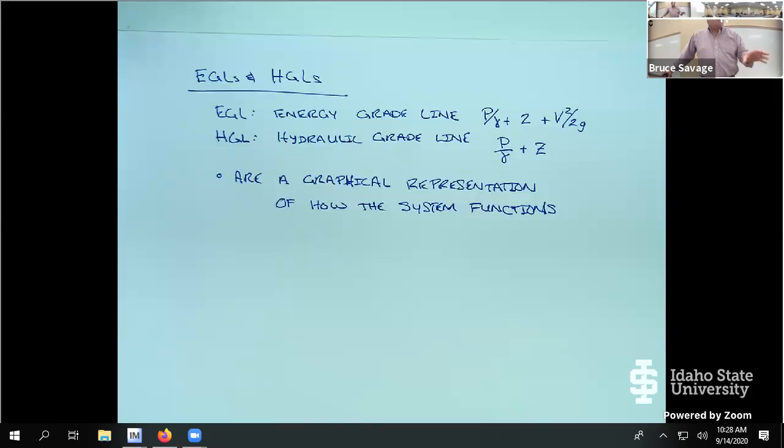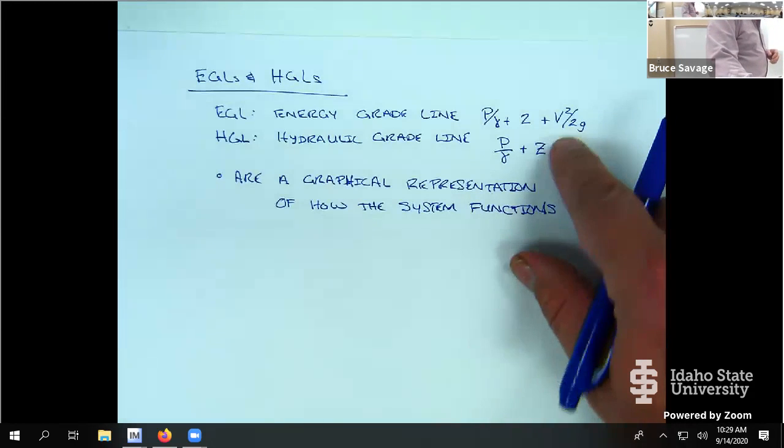Here's kind of the areas, and then he put the equations to match it up. So EGLs and HGLs are graphical, and they help you understand concepts. And we're going to use them in the coming weeks as we talk about pipe networks. So I want to explain to you how we draw EGLs and HGLs.